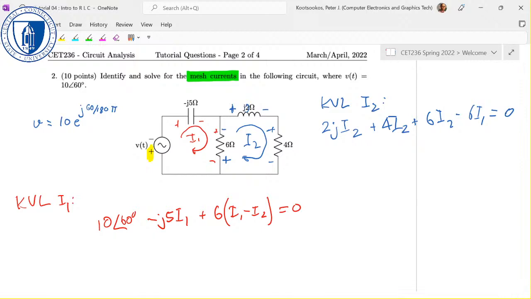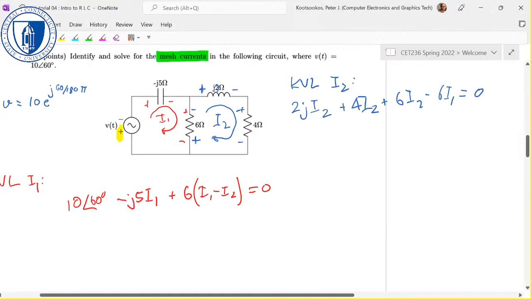So now, William, do you want to tell us, distribute in group-like terms with the I1? Okay, I'm gonna say minus 6 I2, yep. Negative 10 angle 60 degrees. Sounds good. You're right. Negative. I did say it, I just didn't write it. Thank you.